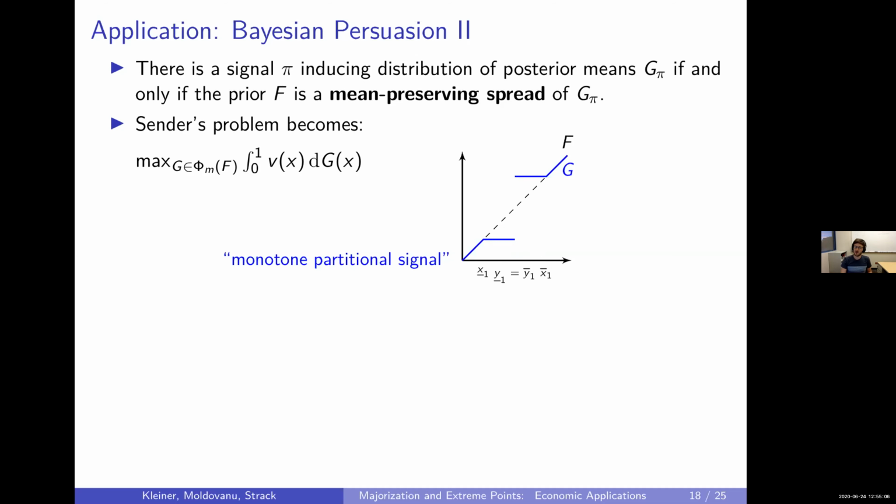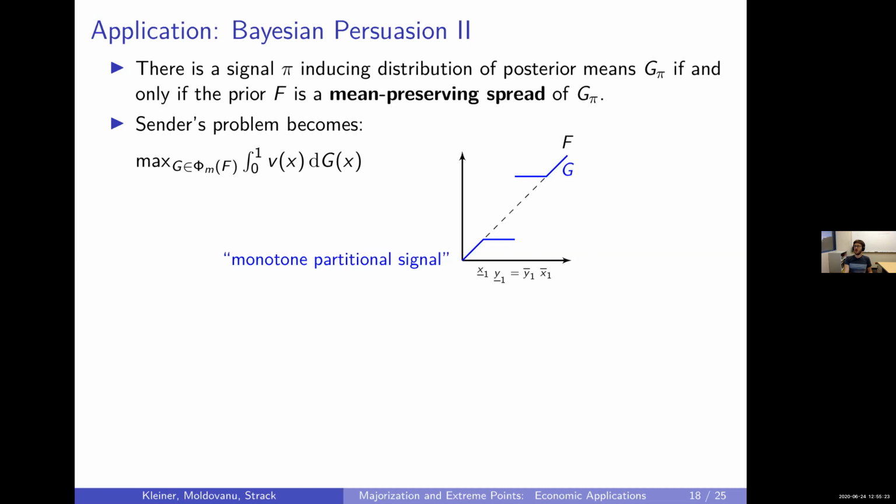So there are some nice results in the literature by Kolotilin and Dworczak and Martini that characterize when these particular extreme points are optimal, when these kinds of simple signals are optimal. But already in Gentzkow and Kamenica, there was an example showing that sometimes stranger things can happen, namely that the optimal signal cannot be implemented using these simple interval partitions.